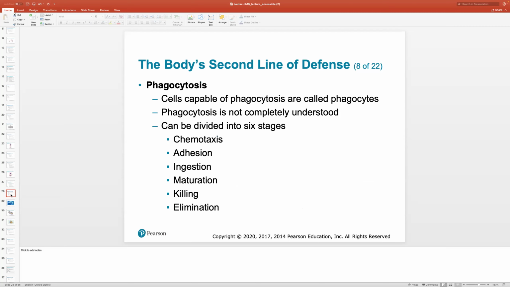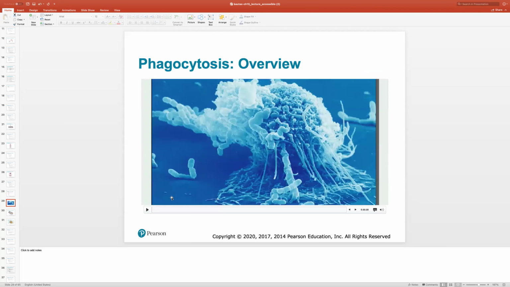Okay, we talk about cells that are going to phagocytize. Cells capable of this are called phagocytes. We don't really completely understand it. There are 6 stages to it. Let's do an overview here.